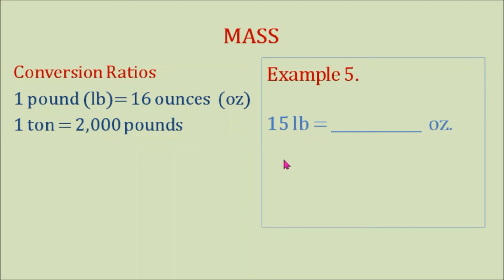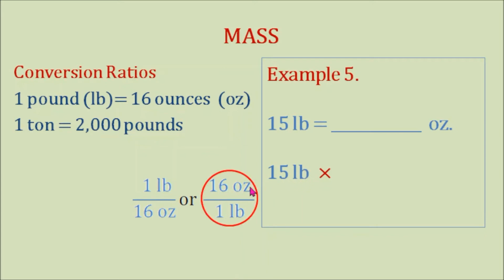So again, we are going to copy down the unit that we are going to convert. That's 15 pounds. And then multiply it by a conversion ratio. So we have two choices here. 1 pound over 16 ounces or 16 ounces over 1 pound. And we need the one that shows pound on the denominator so that we can cancel out pound. And this is the second one.